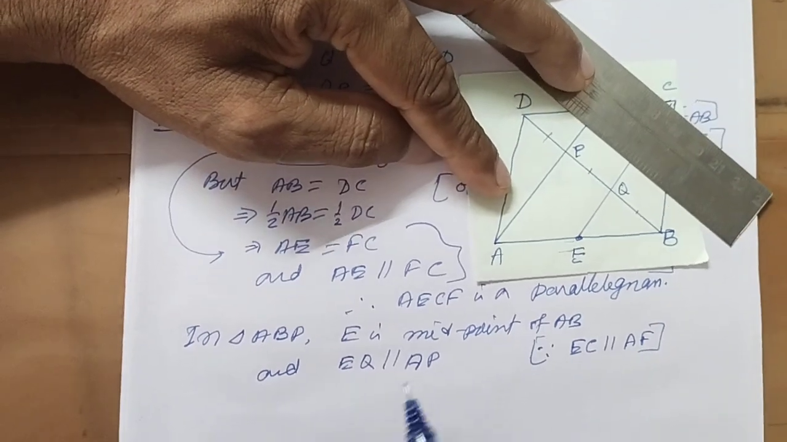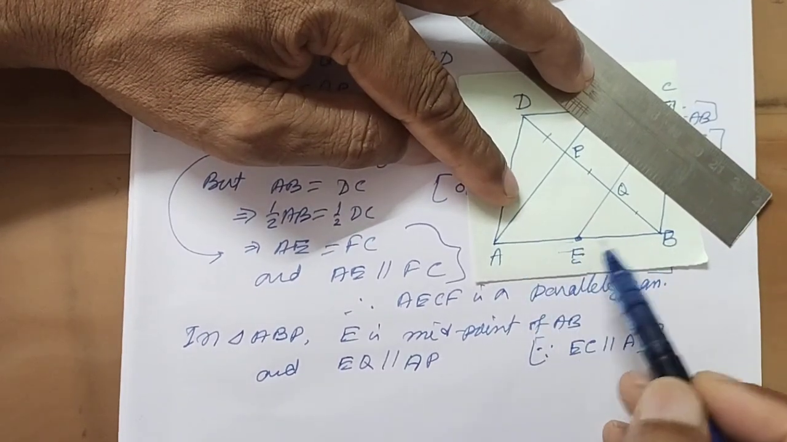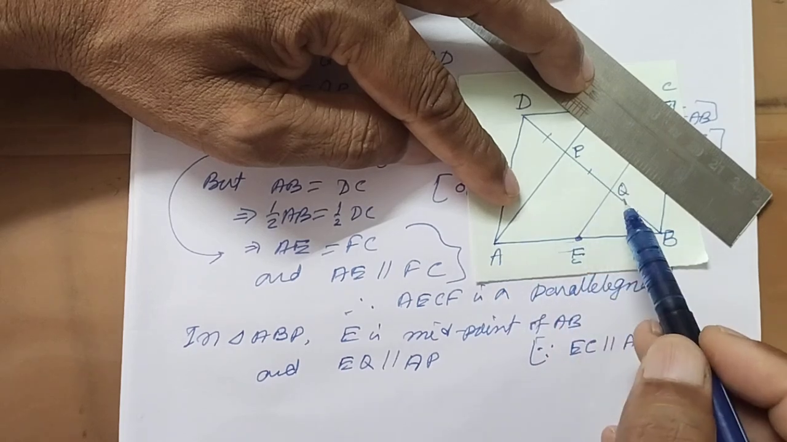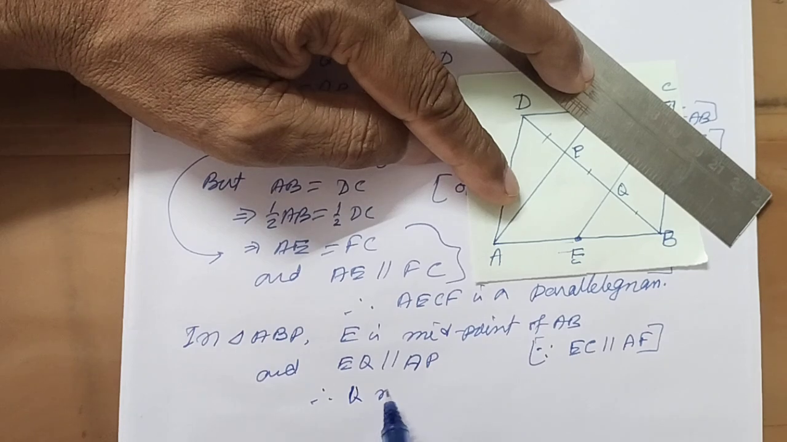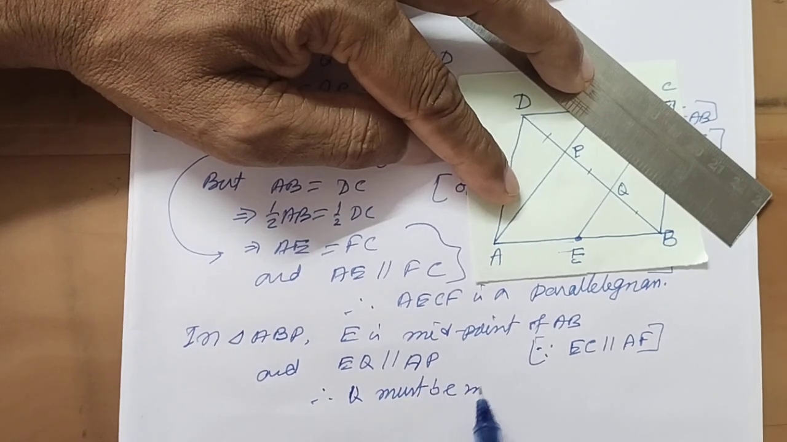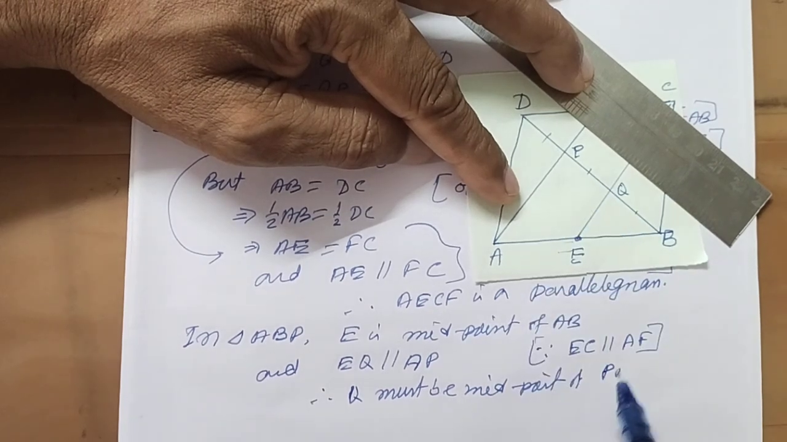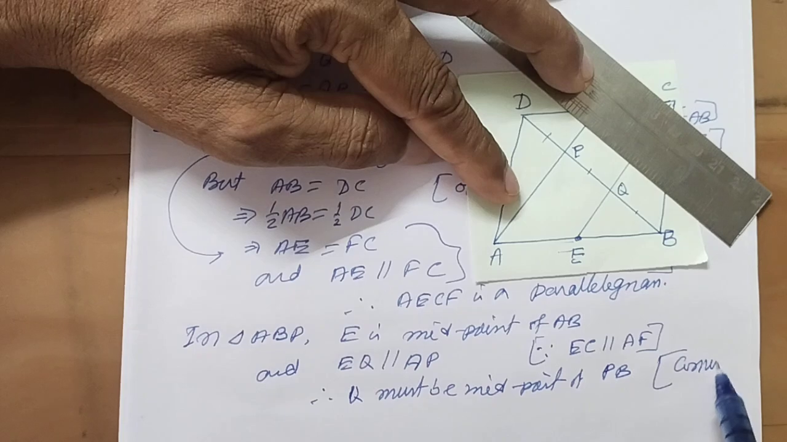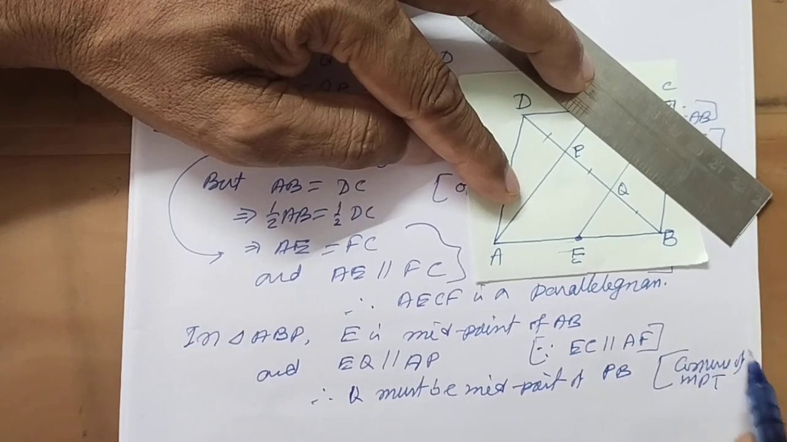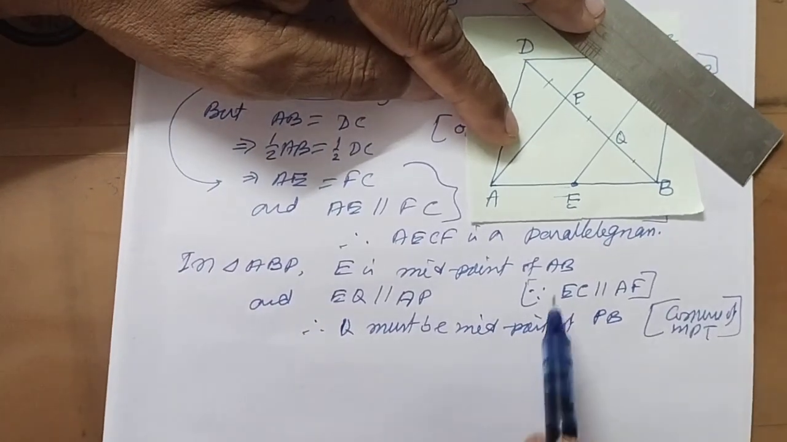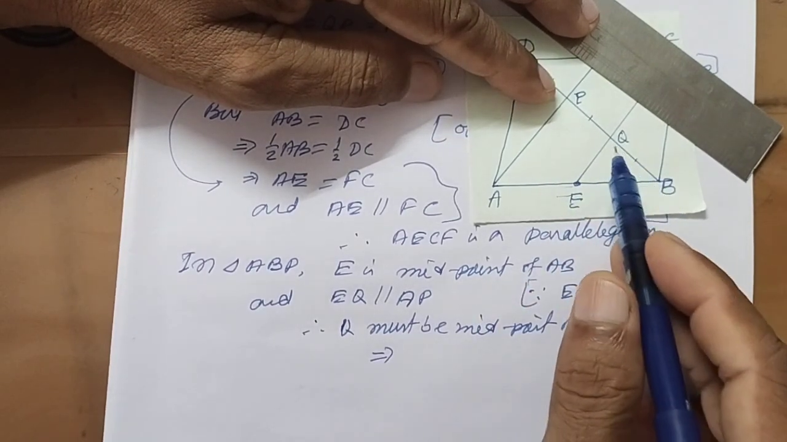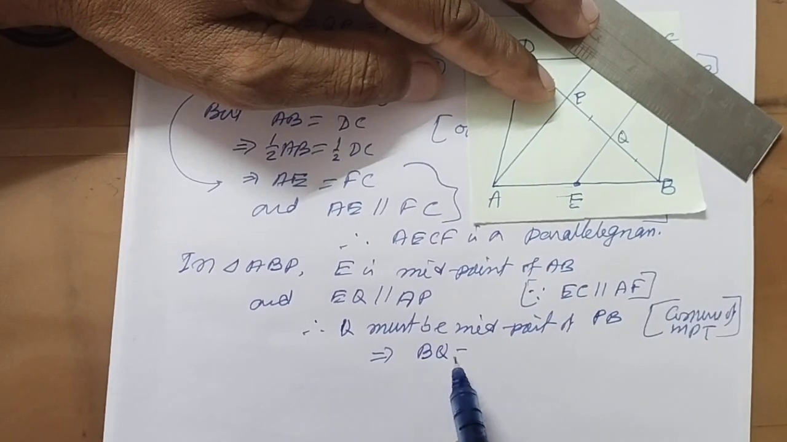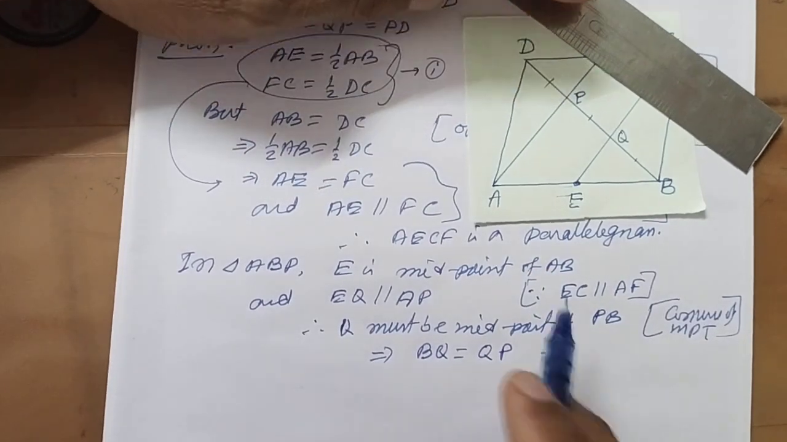So what we are getting, you see, in this triangle you are getting E is midpoint of AB and EQ parallel AP. So Q must be midpoint of PB. You will mention here by converse of midpoint theorem. So if Q is midpoint of PB, this implies BQ equal to QP. I will mark it as equation 2.